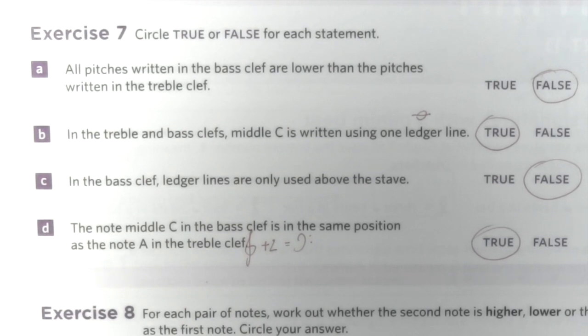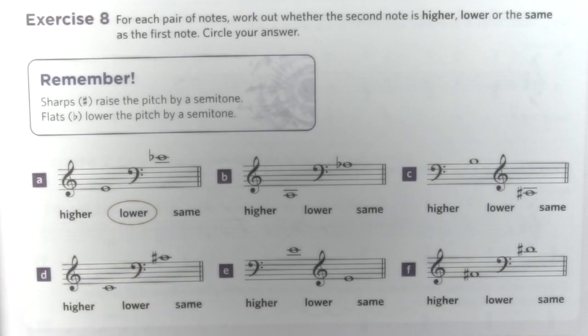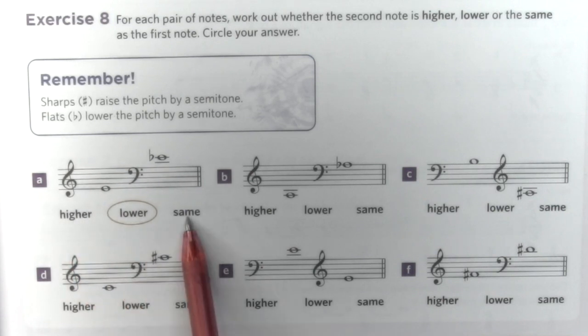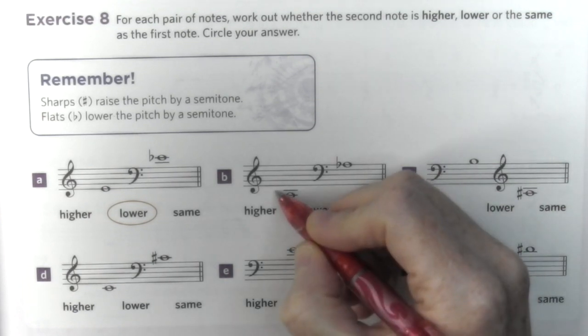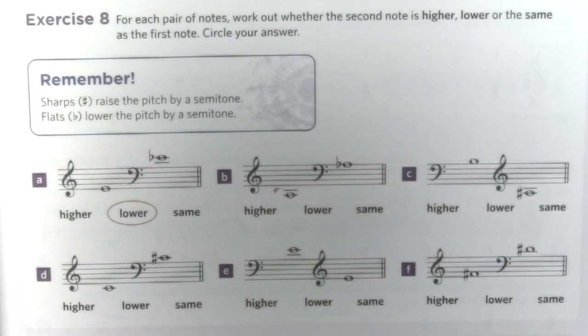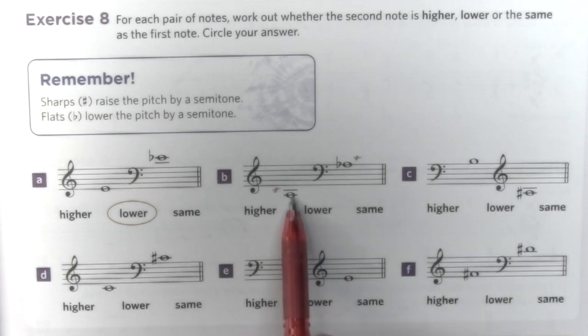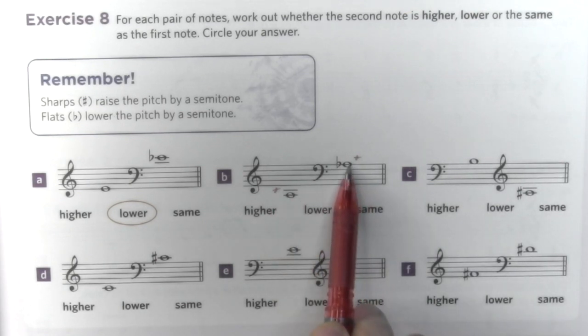That was quick. Exercise 8, the last one of this chapter. In this final exercise of this chapter 1, we need to say whether the second note is higher, lower, or the same pitch as the first note. So again, if the pitch you want to know, middle C, are you above or below? Let's go. Middle C. Middle C. So 2 below middle C, 2 below middle C.